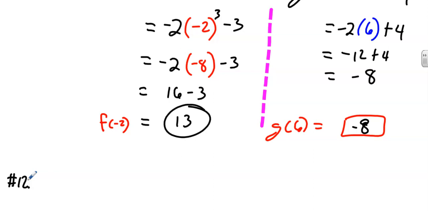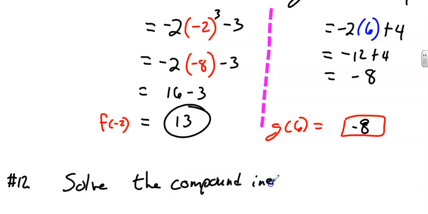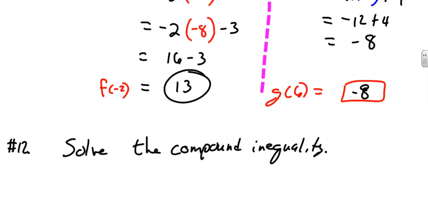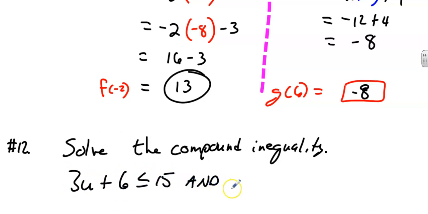Number 12 is similar to the problem that we did earlier. We're going to solve the compound inequality. The last one we did was an OR. This one's going to be an AND. So we've got 3u plus 6 less than or equal to 15 and 4u plus 5 is less than or equal to 29.